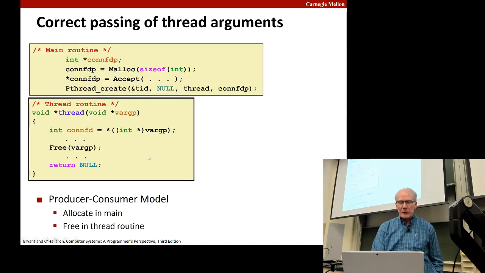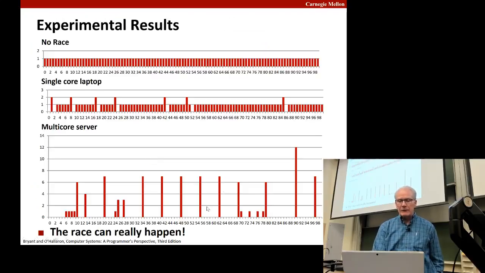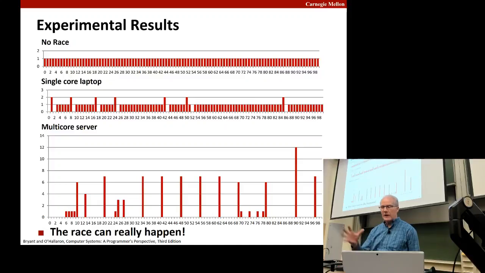If you run it on a multi-core server, it gets even worse. You can see that in this example, there are actually 12 different threads that got value 90 out of this routine.